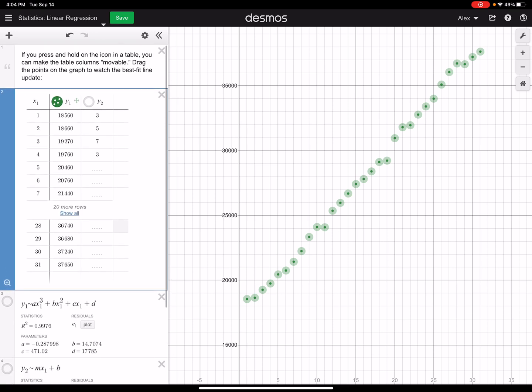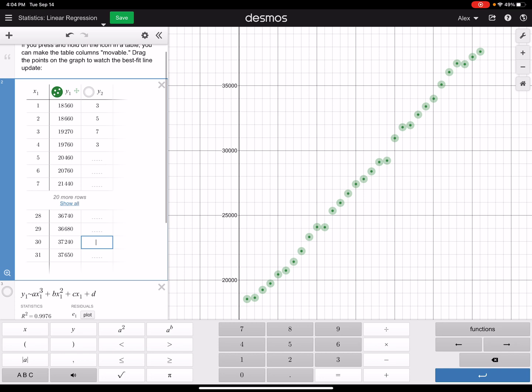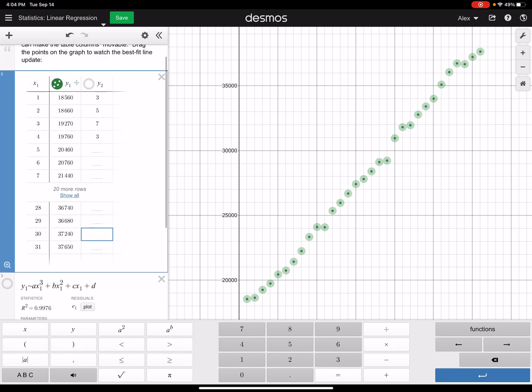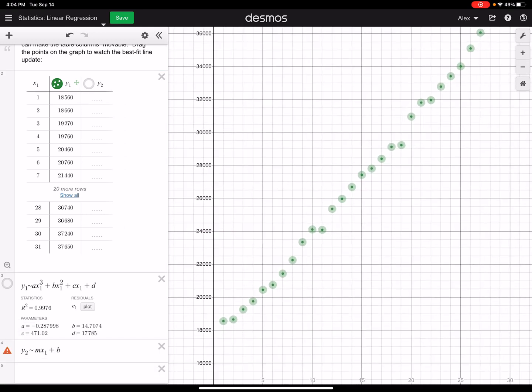From this data, it might condense it and say 20 more rows, show all, whatever. That's fine. These are the data points. This is the prices. Let me delete these, these are nonsense. These are all the prices for each year of tuition and fees for private four-year universities, and they're plotted very nicely on this axis right here.